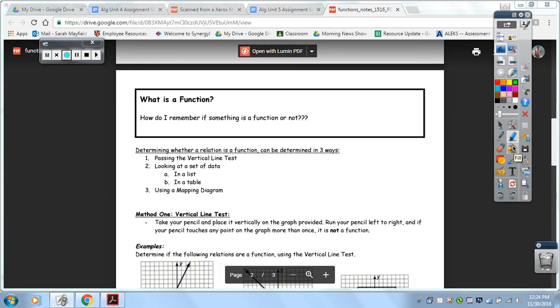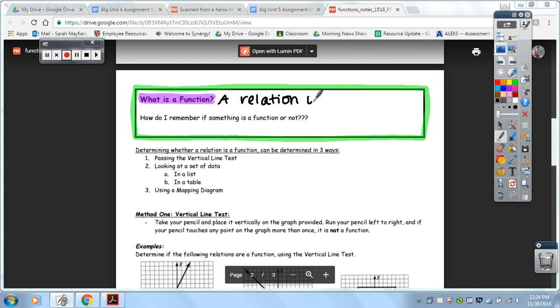What is a function? So I need you to take your highlighter and highlight the border of this box, please. I also need you to highlight where it says what is a function. A function is a relation where every x value belongs to only one y value.